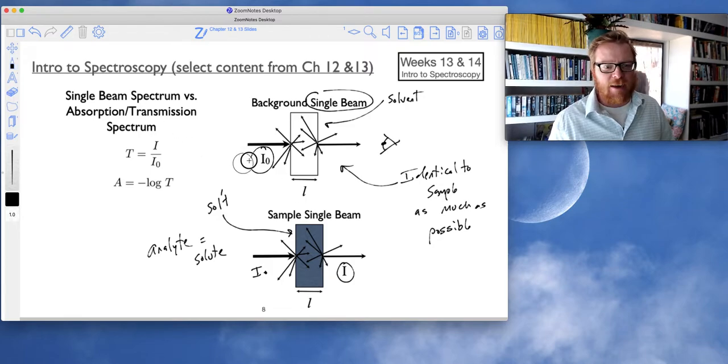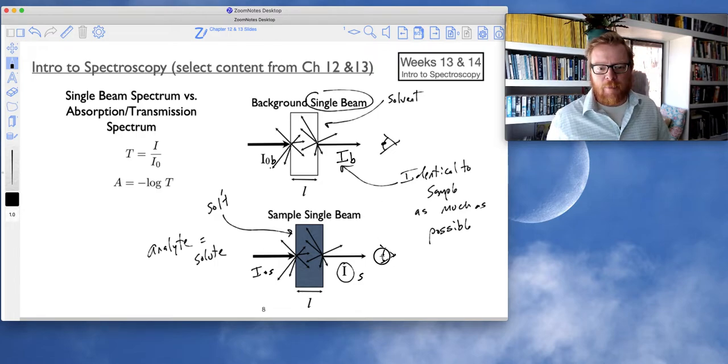And also I realized that I've got a bit of a mistake on my slides. So I'm going to label everything really carefully. We've got I0 and I, and I'll say that this is I0B for the background and IB for the background. And then we've got I0S for the sample and IS for the sample, okay? And so I've drawn a detector, the detector would be in the same position, right? Because it's the same instrument.